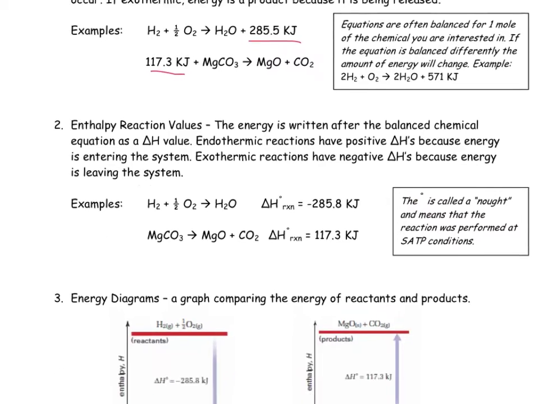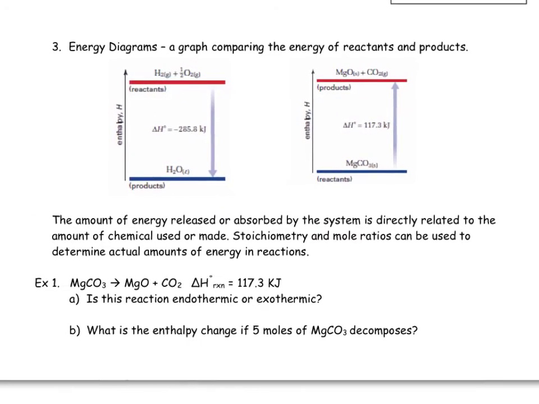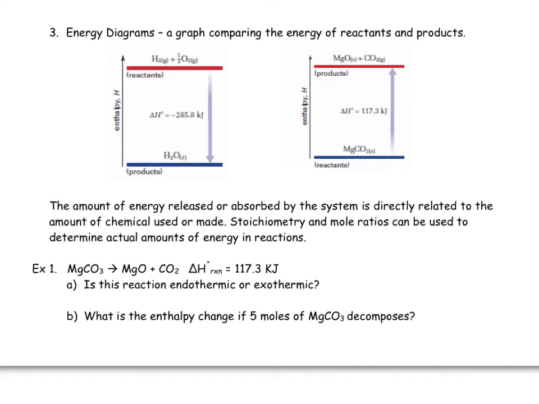The third way of communicating an enthalpy change is by using a graph known as an energy diagram. It compares the energy of the reactants and the products. If your reaction is exothermic, then your reactants will be higher energy than your products, and your delta H will have an arrow going in the down direction because energy is leaving the system.